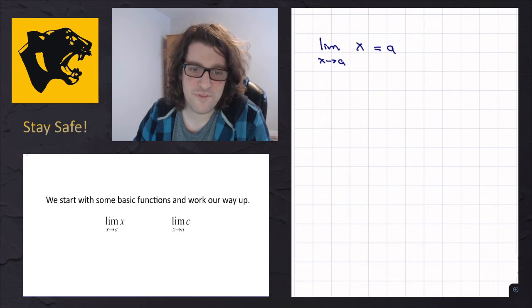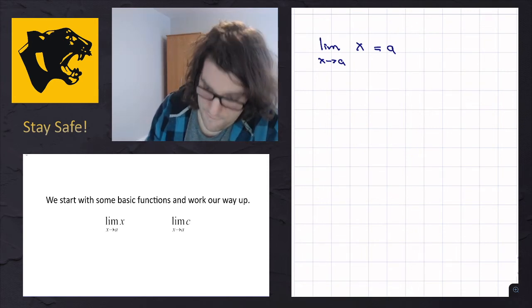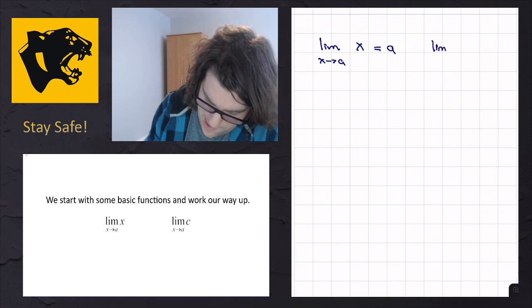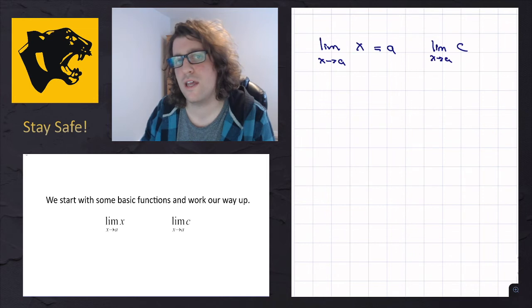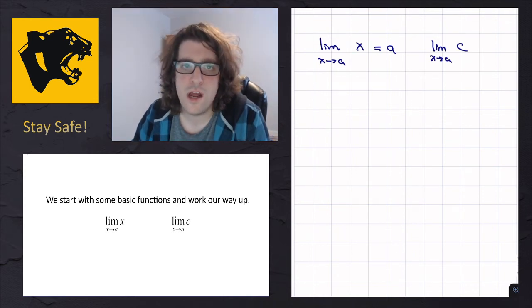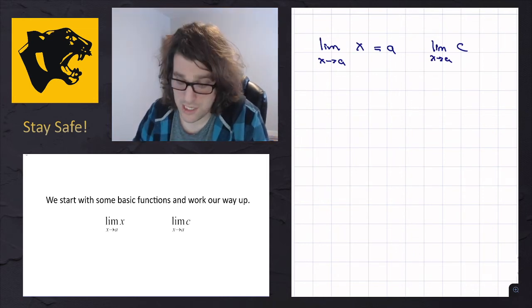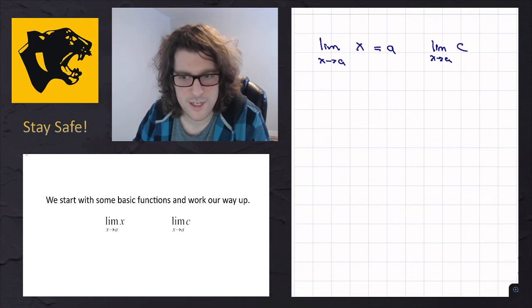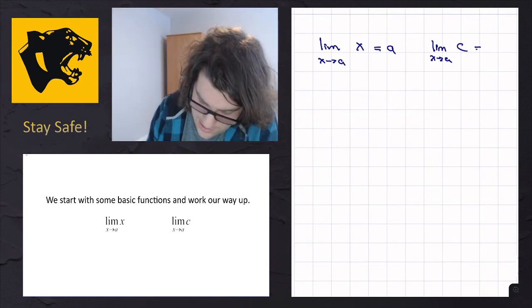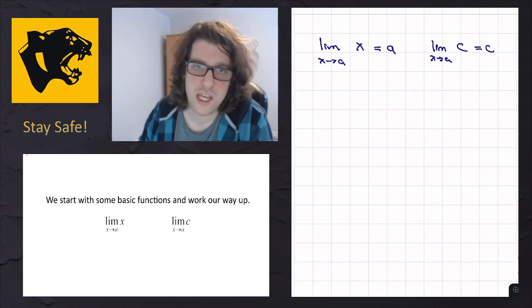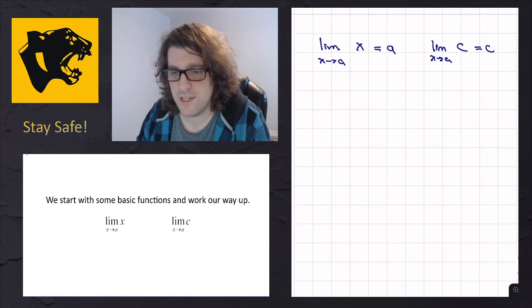But that's for the nice tidy function of just x. For the second one, we have the limit as x approaches a of c. Now remember, we said at the beginning that c was a constant. So since c is a constant, as x approaches a, c doesn't care. c is just going to stay c because it is a constant and it is not dependent on any change in x. So c it is.